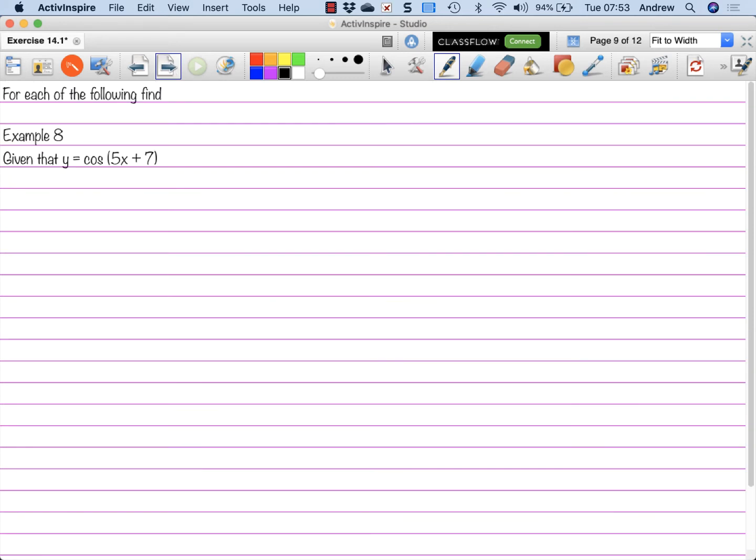Moving on. Example 8, cos function. So once again, we've got sine, cos, minus sine, minus cos. When we're going down, we are differentiating. But we've also got a function of a function rule. So we've got y is equal to cos of 5x plus 7.